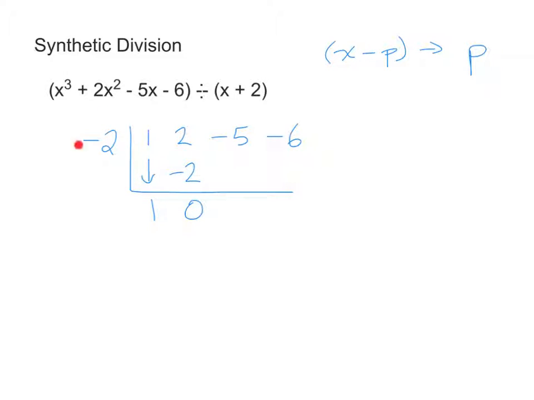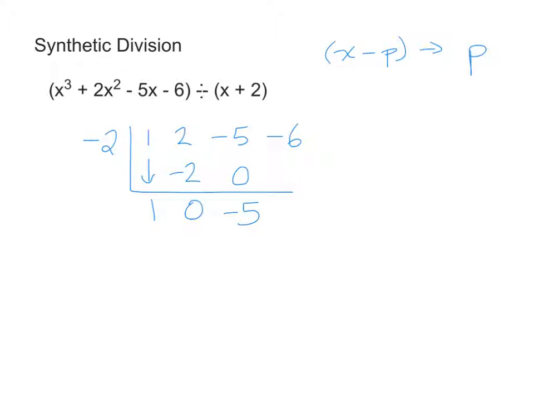So we multiply -2 times 0 now. But still that process, multiplying, and put the product there. So that product is 0. And then same as before, add -5 plus 0 is -5. Multiply, add, that's what we're doing.